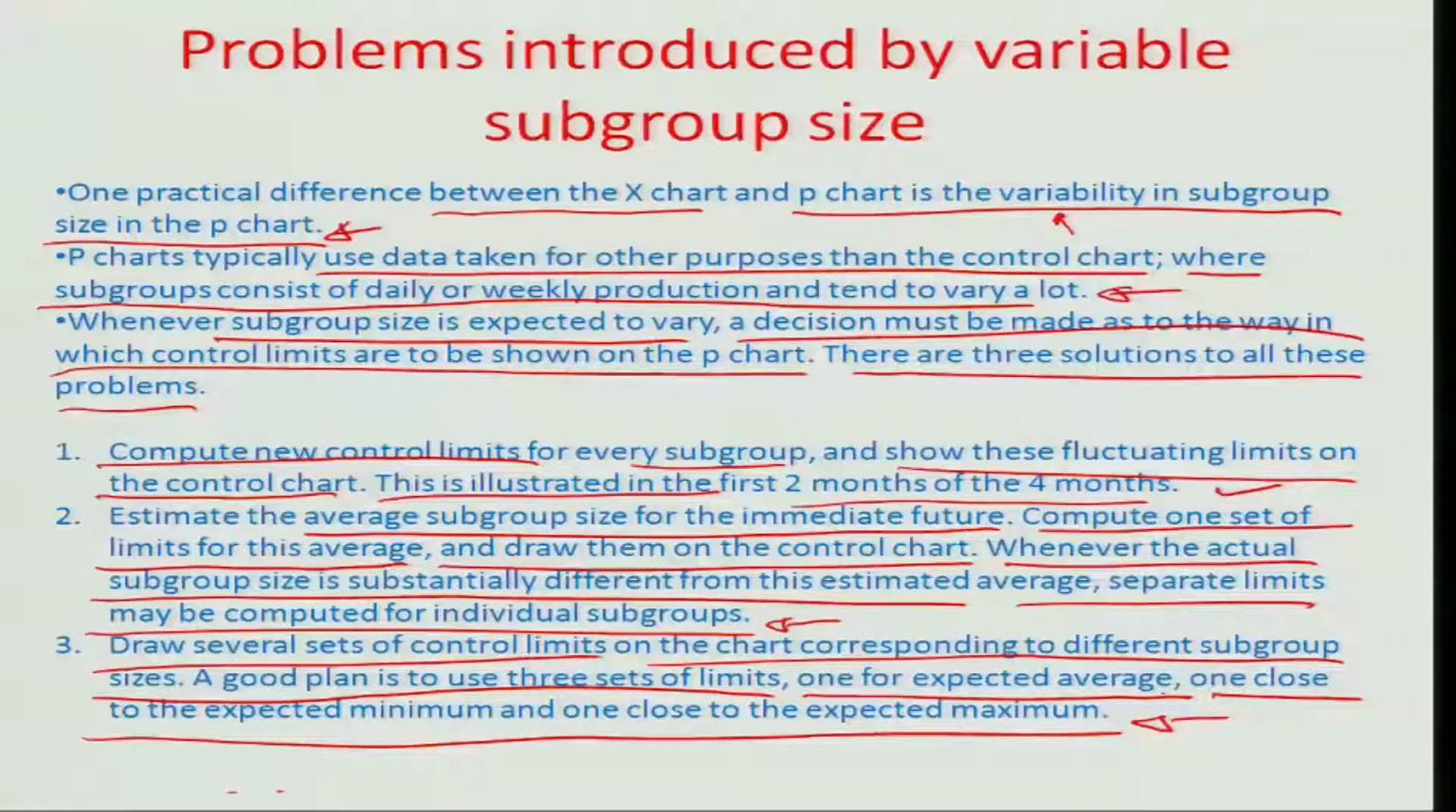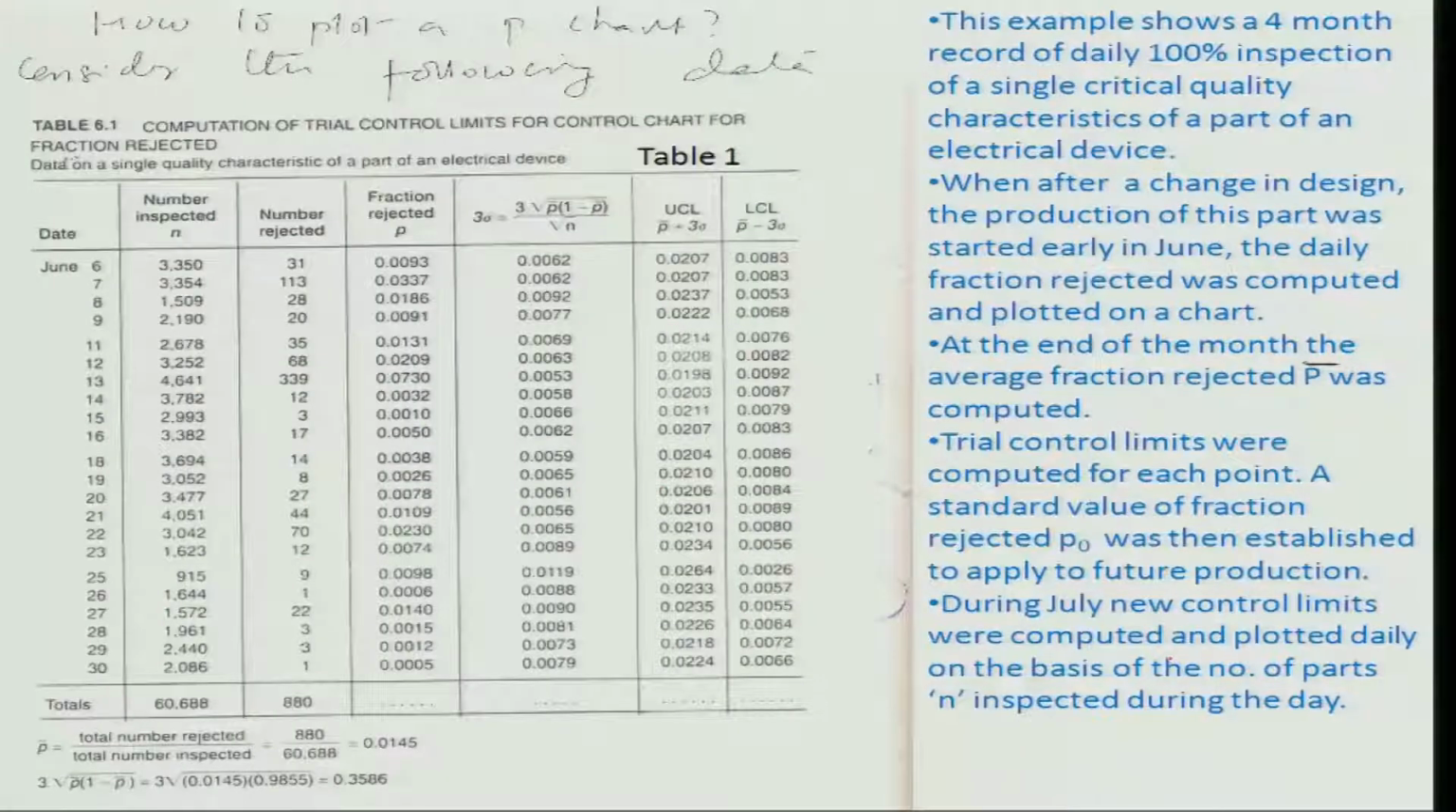So, I am going to plot and control all these things in a P chart. Let us look at the database here. We are doing the computation of trial control limits for a control chart for fraction rejected items, and this data is based on a single quality characteristic. So, we are not adding the complexity of many non-conformities in one sample. It is a part of an electrical device, and date wise there has been recording of how many have been inspected and how many have been rejected.